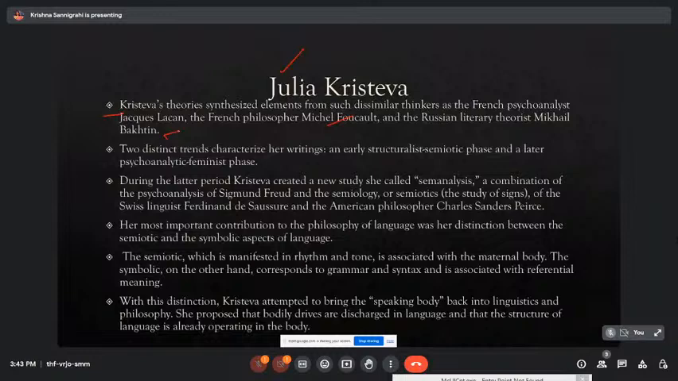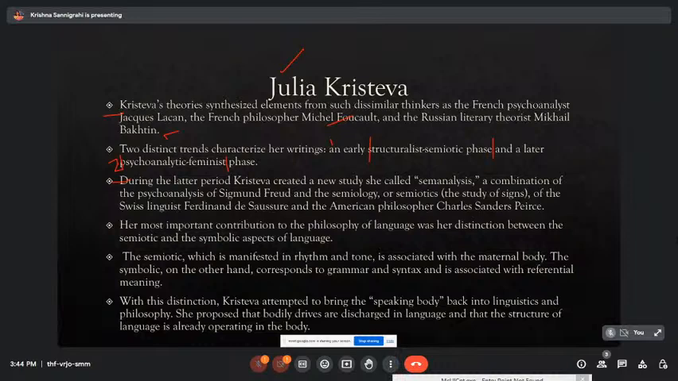Now, two distinct trends characterize her writings. One, an early structuralist semiotic phase, and number two, the psychoanalytic and feminist phase. Right now, we are discussing Julia Kristeva with reference to the first phase, wherein she is working as a structuralist semiotic critic. The later phase we will be discussing when we discuss feminism, wherein she comes across as a psychoanalytic feminist.